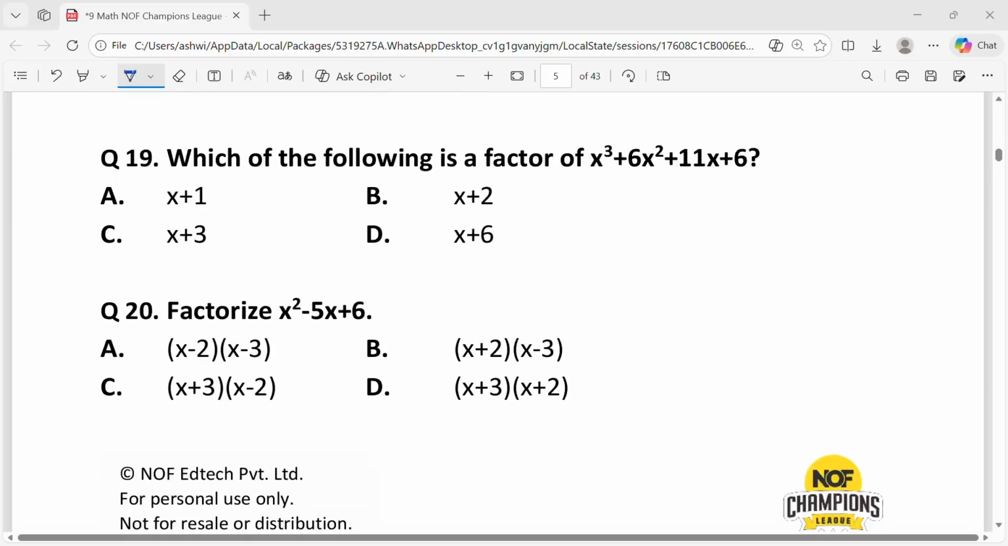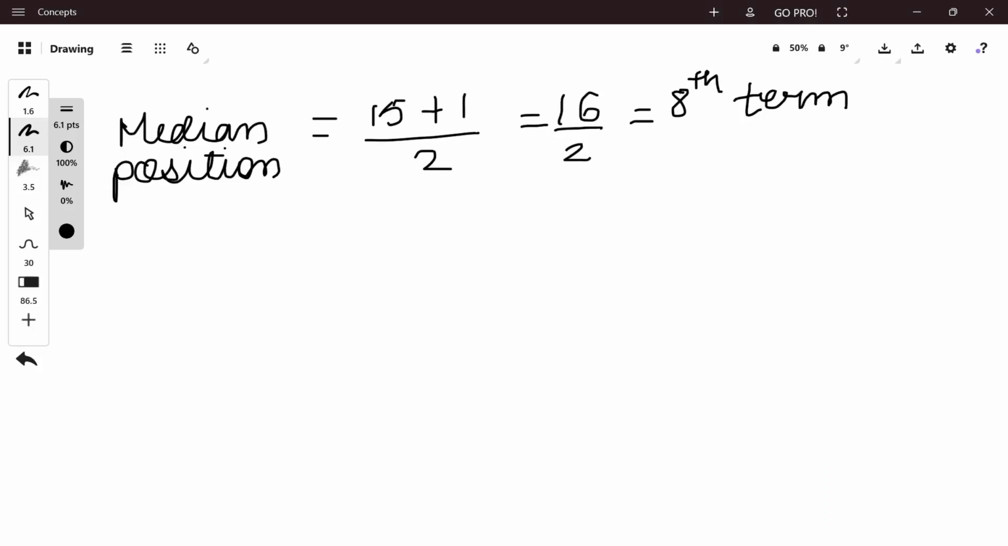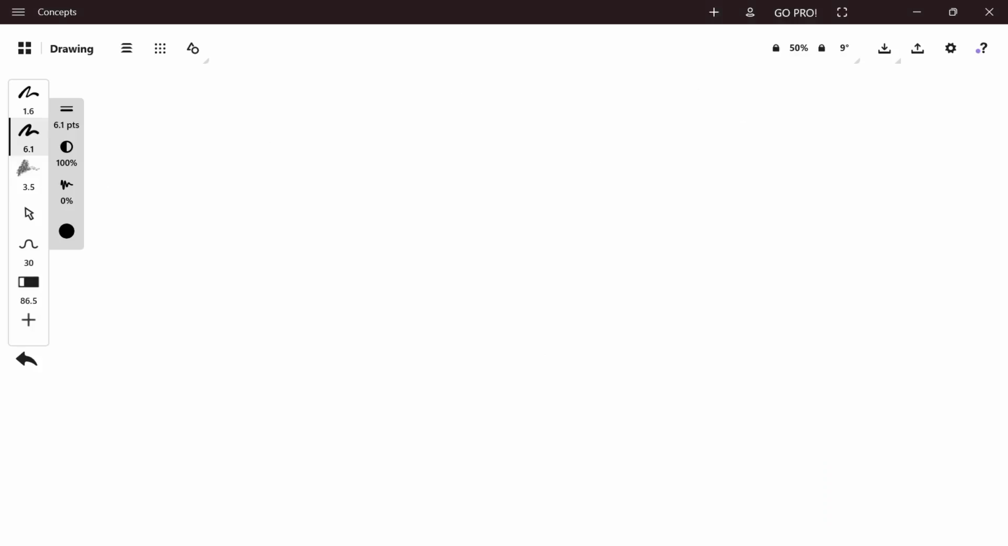Question 19. Which of the following is a factor of x cubed plus 6x squared plus 11x plus 6? According to the factor theorem, if x minus a is a factor of polynomial p of x, then p of a is equal to 0. We test the given options.